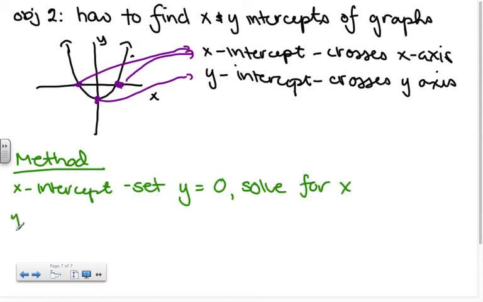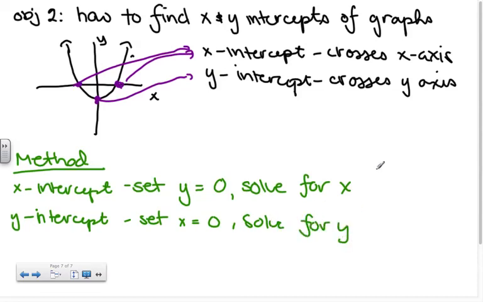For the y-intercept, the opposite is true. Set x to 0. Solve for y. The x-intercept is always a number, comma, 0. The y-intercept is always 0, comma, a number, we'll call it b. Does that make sense?